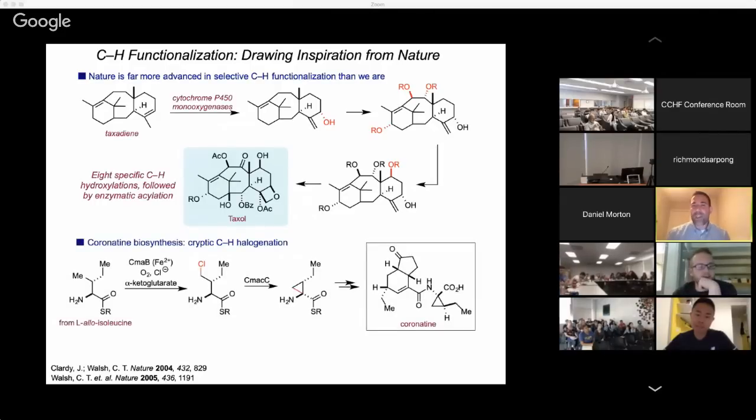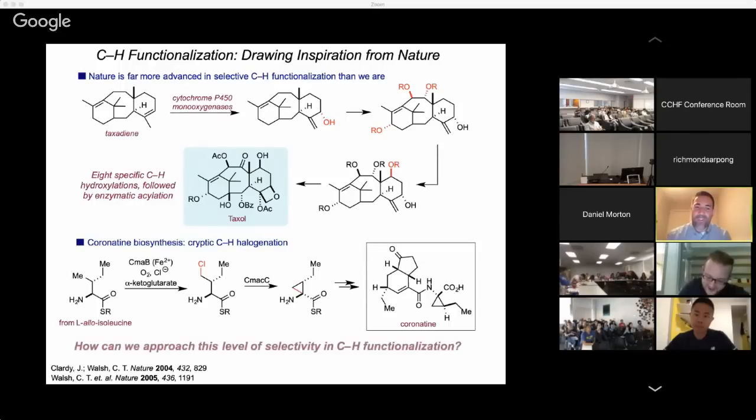Another reaction that nature has no problem with is CH bond halogenation. For instance, here with this alloisoleucine derivative, if nature wants to do a primary CH bond chlorination, it's not a problem. This alpha-ketoglutarate dependent non-heme iron enzyme can do a primary selective CH chlorination, which is then followed by an enzymatic cyclization and taking on to carnitine. So the question that we really think about in our group is how do we get anywhere near this level of site selectivity in CH bond functionalization?